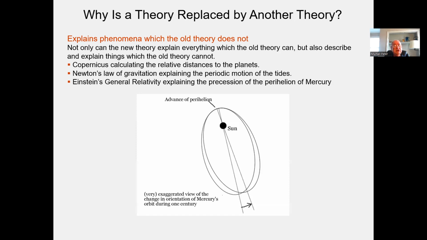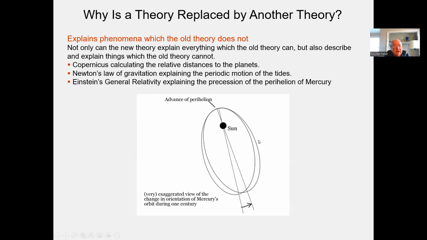Newton's law of gravity was able to explain the periodic motions of the tides. And general relativity can explain the famous precession of the perihelion of Mercury, the first actual thing that he was able to verify privately in his theory.